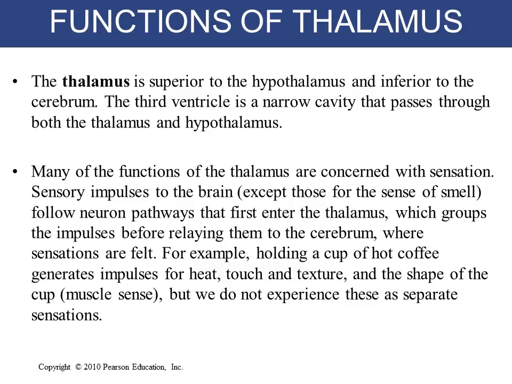For example, holding a cup of hot coffee generates impulses for heat, touch, and texture, and the shape of the cup, which is a muscle sense. But we do not experience this as separate sensations. So the thalamus is the one that integrates all the sensations and relays them to the cerebrum. So when you hold a cup of hot coffee, the impulses generated are for heat, touch, texture, and the shape of that cup, which pack together. But we don't experience them separately, but as mixed sensations.